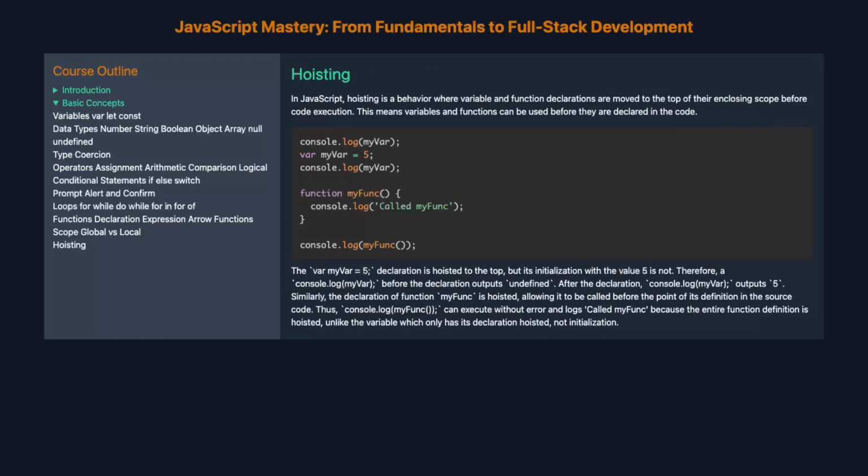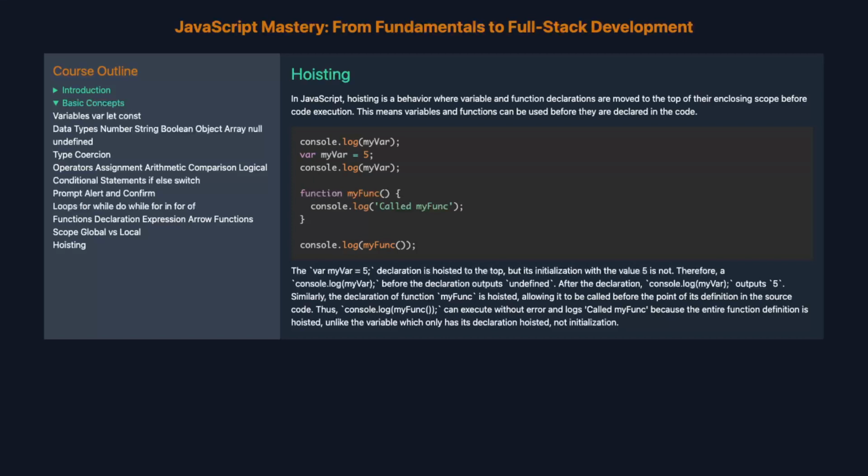Hoisting. In JavaScript, hoisting is a behavior where variable and function declarations are moved to the top of their enclosing scope before code execution. This means variables and functions can be used before they are declared in the code. The var myVar = 5 declaration is hoisted to the top, but its initialization with the value 5 is not. Therefore, a console.log of myVar before the declaration outputs undefined. After the declaration, console.log of myVar outputs 5.